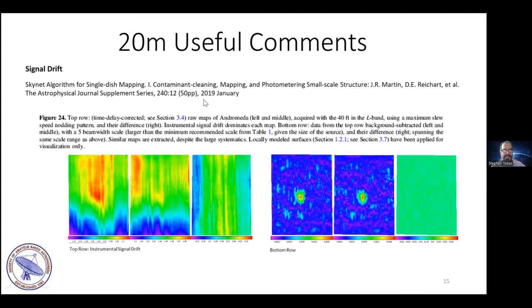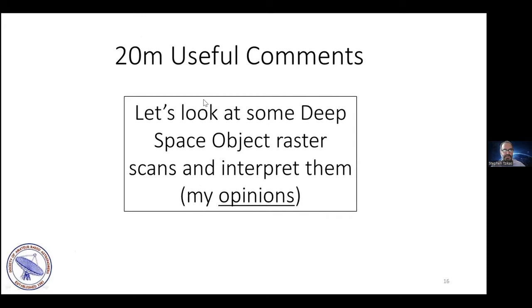So let's take a look at some of these deep space object raster scans and how to interpret them. So these are my opinions. I would go into the log of results if there's something I wanted to see. Sometimes, after I look at them, I may or may not take my own observations at the same area, but I have to interpret them somehow. And if you're new to this, it's not so obvious.